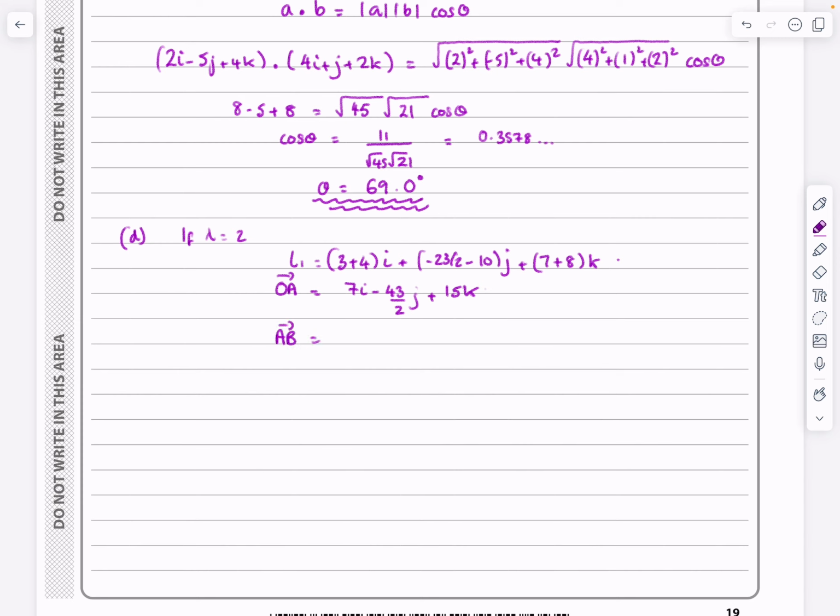AB, well, AB is always B minus A, isn't it? So AB is going to be B minus A, so that's going to be 8 plus 4 mu i plus minus 2 plus mu j plus 5 plus 2 mu k, minus the thing that we've just done. So 7i, let's do it properly, plus 43 over 2j minus 15k if we're taking it all away.